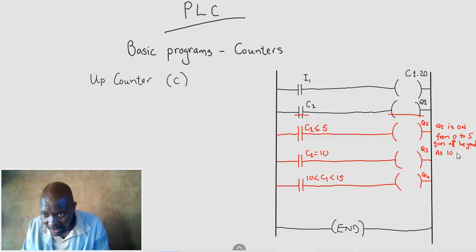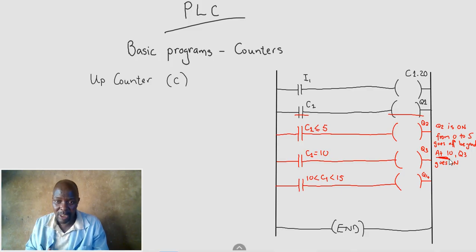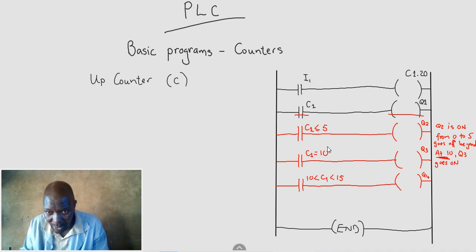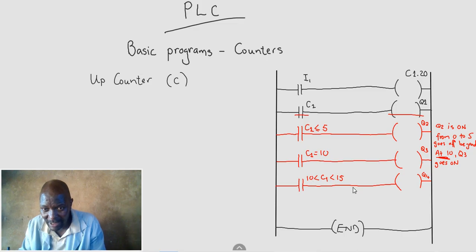Now only at 10, Q3 goes on. I should have said only at 10. Only at 10. All right. The moment you hit it one more time, or it senses one more thing, it is no longer equal to 10. So that will go off. That was already off. That will go off. But now it is above 10. So 11, this one goes on.